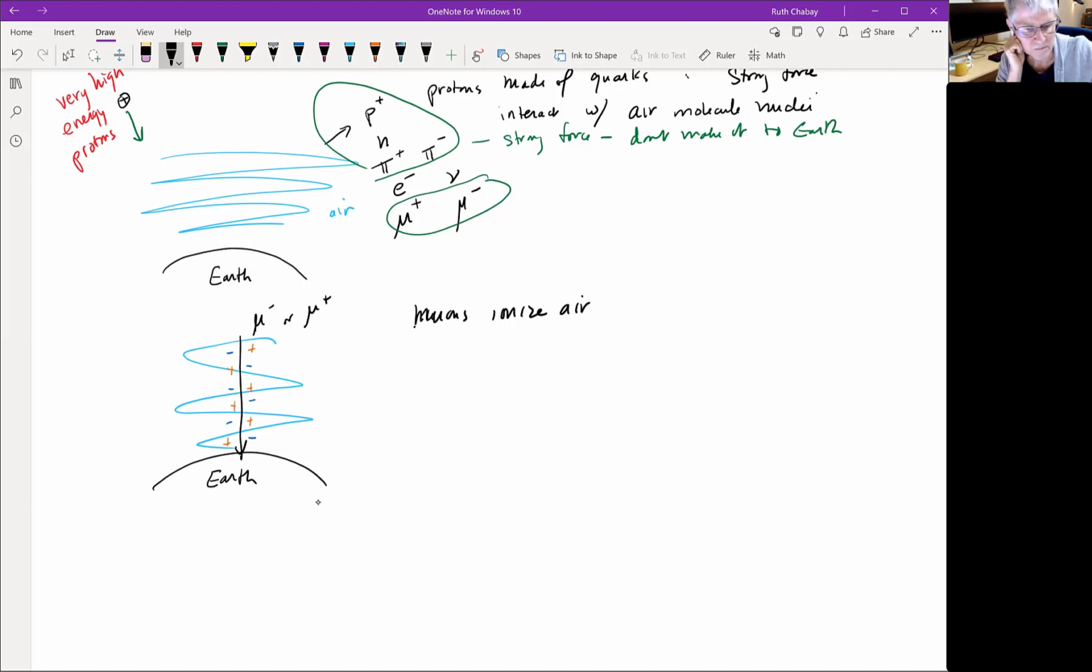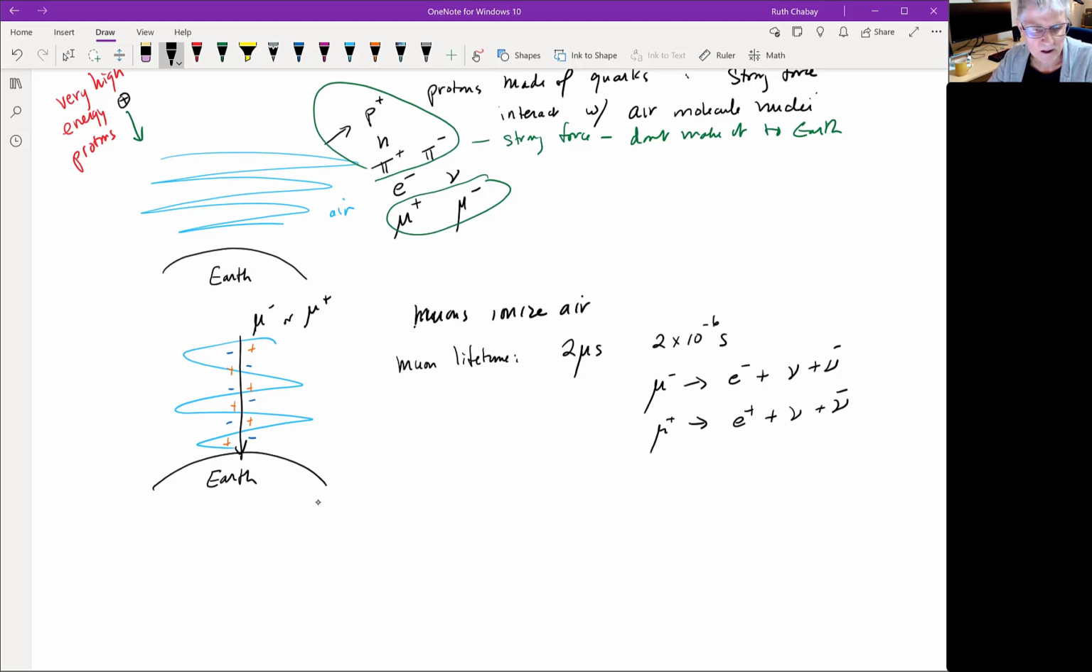So is this possible? Well, the lifetime of a muon is about 2 microseconds, so 2 times 10 to the negative 6 seconds, after which muons decay. A mu minus makes an electron plus a neutrino plus an antineutrino, and a mu plus makes a positron plus a neutrino plus an antineutrino. And it only takes 2 times 10 to the minus 6 seconds.